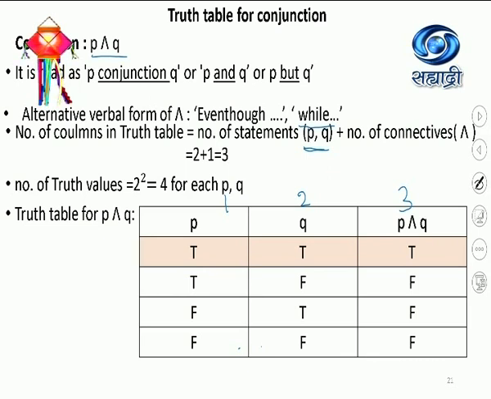Please note, do not learn by heart the truth table for any of the compound statements. It is to be written using the simple hint. And for the conjunction, what will come in the third column is the hint that for P and Q or P conjunction Q, both P and Q should be T. Then only the value of P and Q is T. All other values are F.